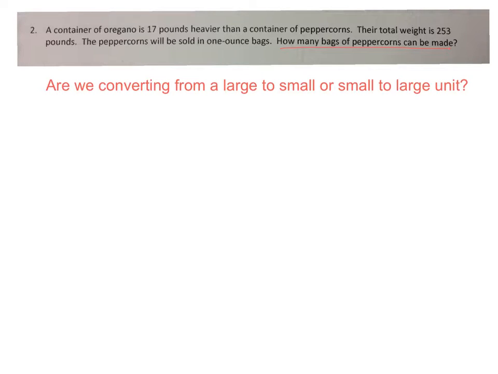Arhan, what important information do we need in order to solve the problem? A container of oregano, yeah, oregano is 17 pounds heavier than a container of peppercorn. And the total weight is? And the total weight is 253 pounds. Okay, and then we want to eventually divide the peppercorns into?